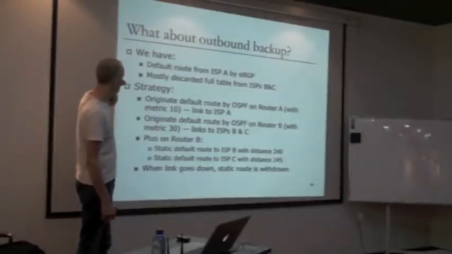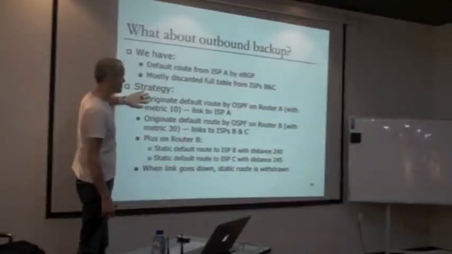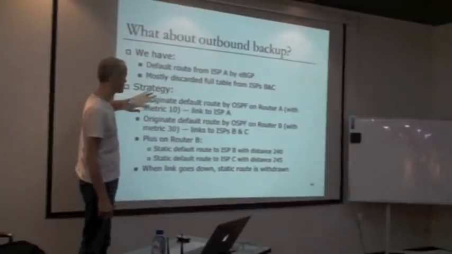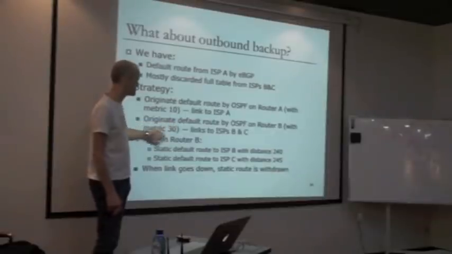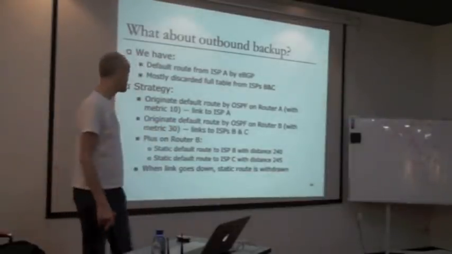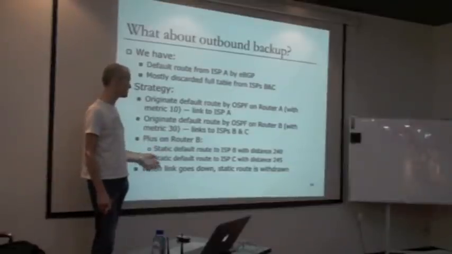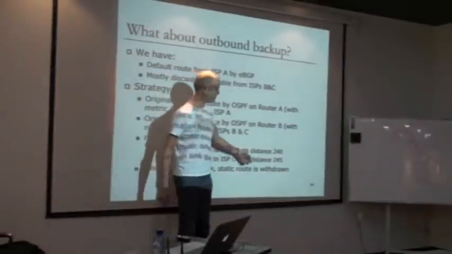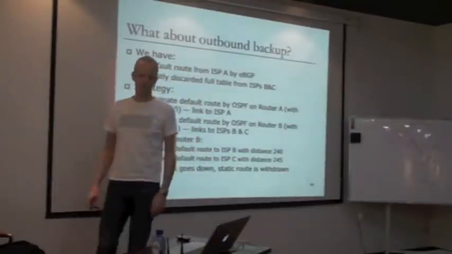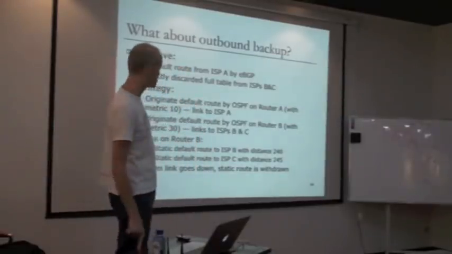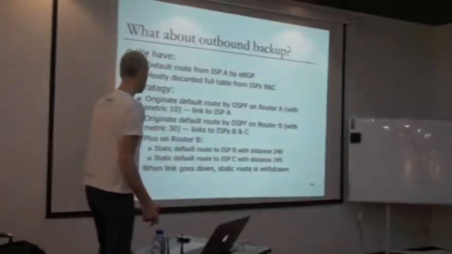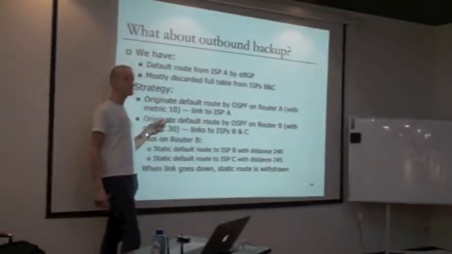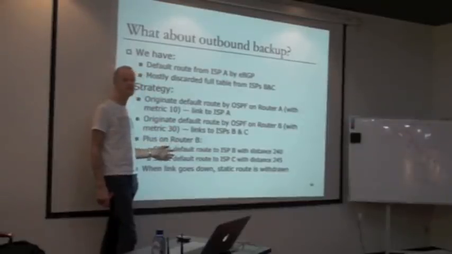So outbound backup. So originate default route into OSPF or ISIS on router A. That's the primary, so metric 10, backup metric 30. On router B, static default to ISP-B, static default to ISP-C. We make them different distances, just so we get main link to B and backup to C. When the link goes down, the static route disappears. This static route is used so that OSPF originates a default. But OSPF will only originate a default if there's another entry in the routing table. That's what default originate does.